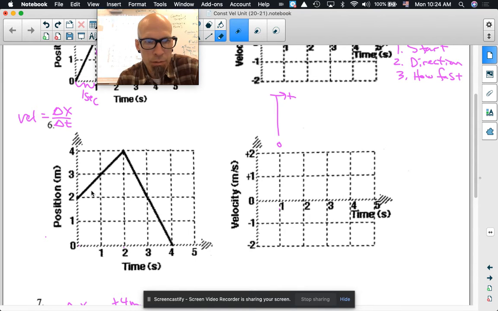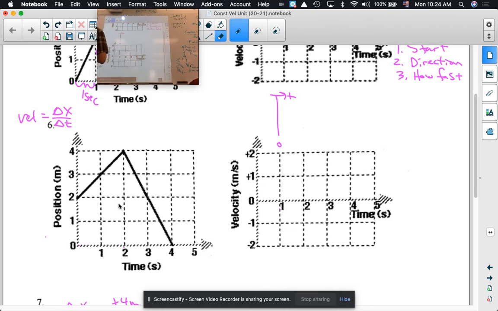We have this section. Starts at 2 meters, ends at 4 meters. That's how much rise. How much change in position do we have here? That's a positive 2 meter change in position. How long did that take? That took 2 seconds. What is positive 2 meters over 2 seconds in time? Well, that's positive 1 meter per second. How long was that happening? 2 seconds. Positive 1 meter per second for 2 seconds.